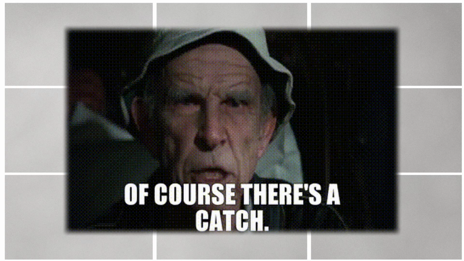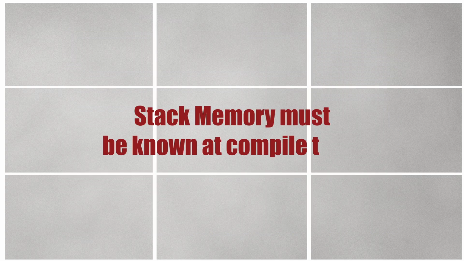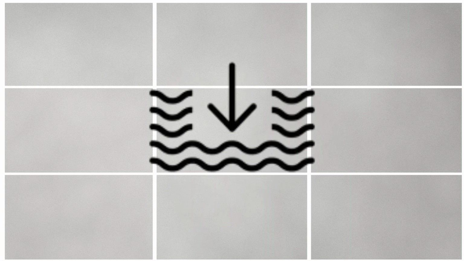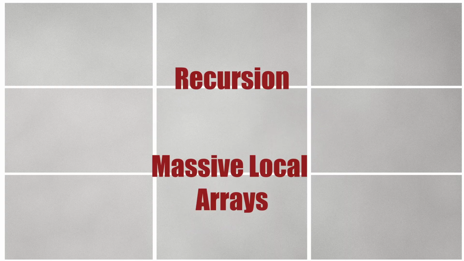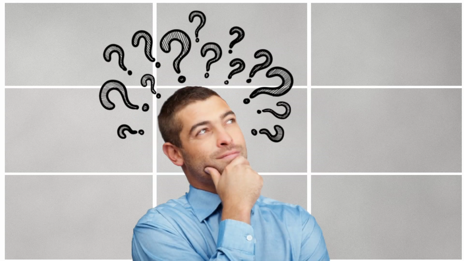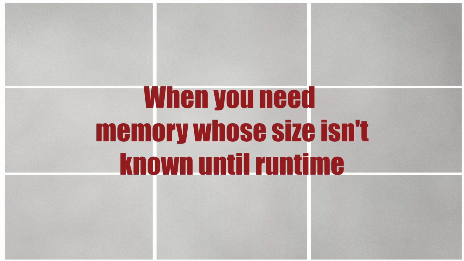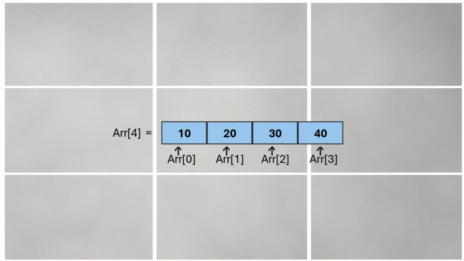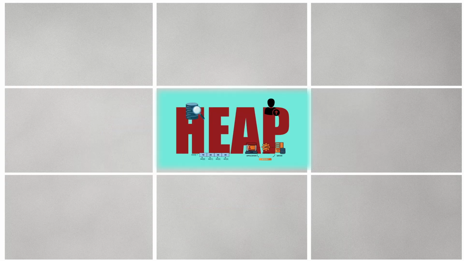But there's a catch. Stack memory must be known at compile time. The sizes are fixed. Go too deep with recursion or massive local arrays, and you'll hit the dreaded stack overflow. So where does all the flexible, unpredictable data go? That's the job of the heap, the wild west of your RAM. When you need memory whose size isn't known until runtime, database query results, user uploads, dynamic arrays, API responses, it has to come from the heap.